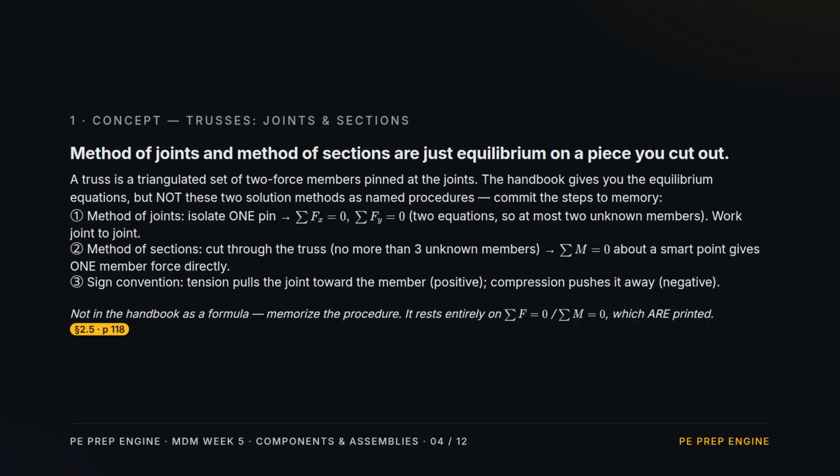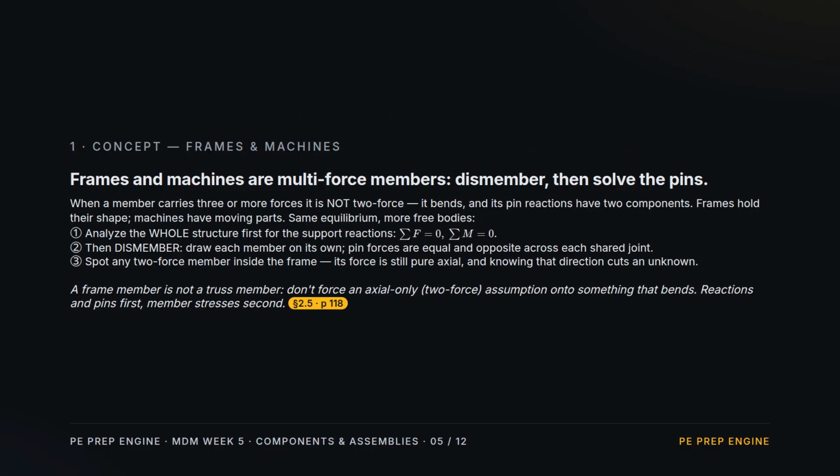Concept 3. Trusses. A truss is a triangulated set of two force members pinned at the joints. Here's the honest part. The Handbook prints the equilibrium equations, but not the method of joints, or method of sections as named procedures, so commit the steps to memory. Method of joints isolates one pin and writes two force equations, so 2 unknowns at a time. Method of sections cuts through at most 3 members and takes moments about a smart point to get one member directly. Sign convention. Tension pulls the joint in. Compression pushes out.